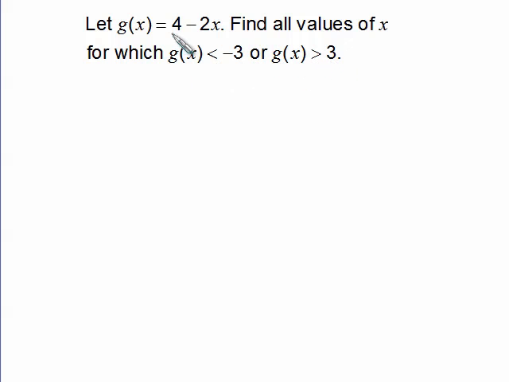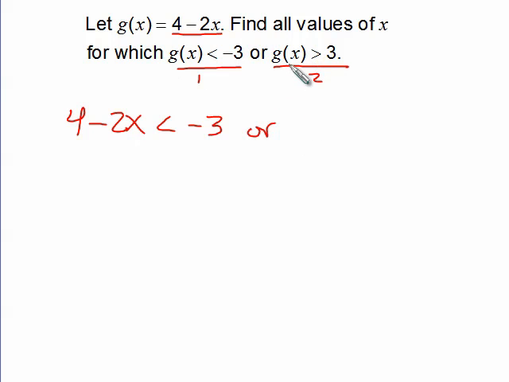So to start, since we know that g of x is 4 minus 2x, I'll go ahead and create two inequalities. The first one tells me that g of x, which is 4 minus 2x, needs to be less than negative 3, and then I'll put the word or here because that's important. And then the second one is g of x, which is 4 minus 2x, is also greater than 3. So these are the two inequalities that I need to solve.